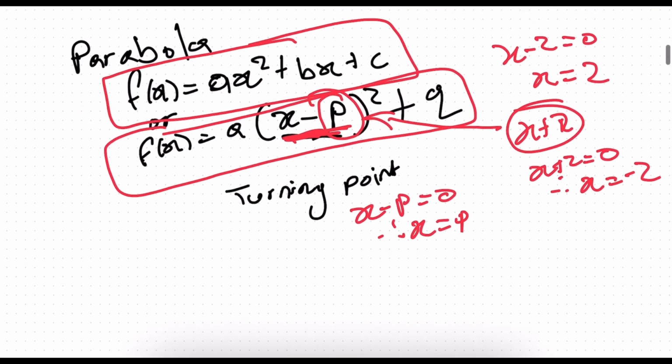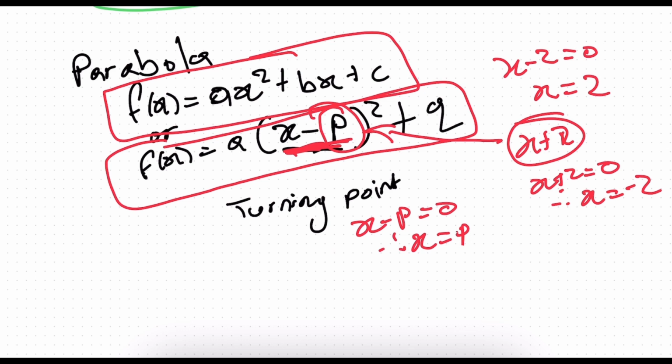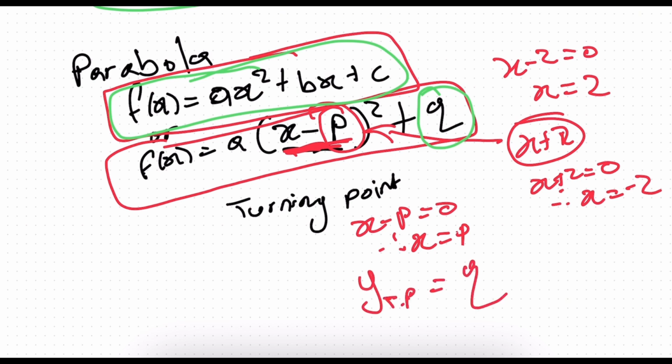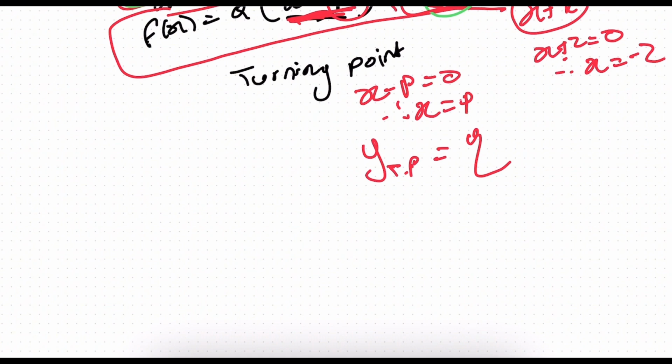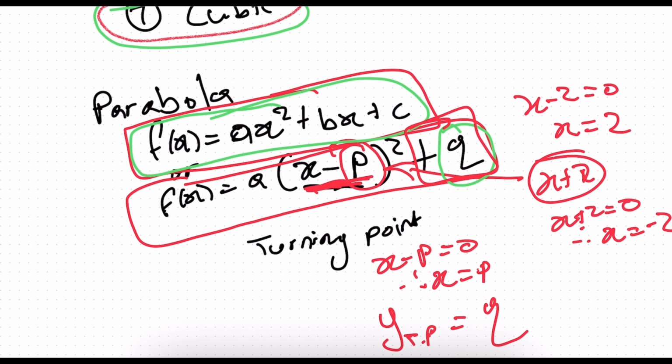Okay, cool. Now, say you were given an equation in this format. How do you then convert it to this format? But before we dive into that, you need to know that this q over here is your y coordinate of the turning point. So the y of the turning point is equal to q. You take it as it is. Any value that's here, you take it as it is. So that means the coordinates of the turning point are p and q. But for you to determine p, you need to equate whatever is in here to zero, and then solve for x. You get what I'm saying?